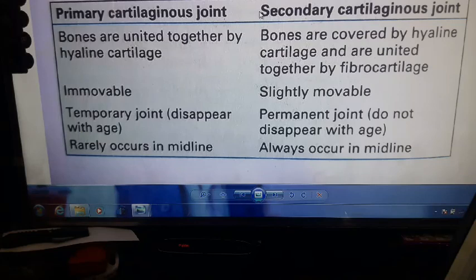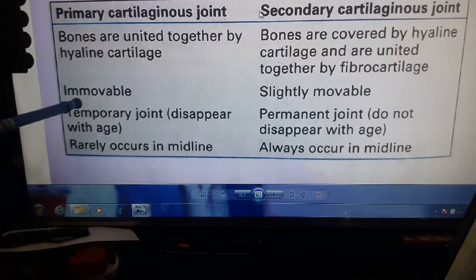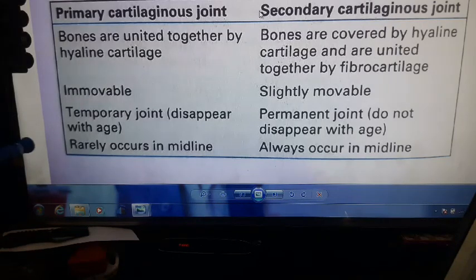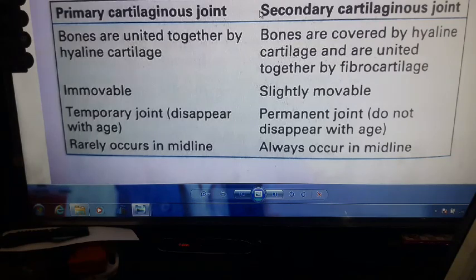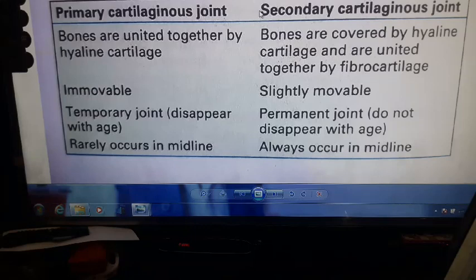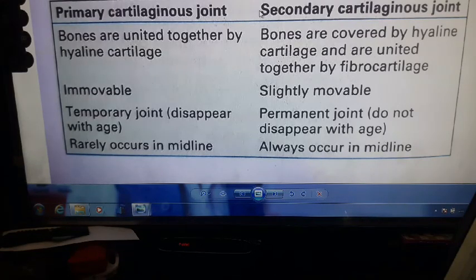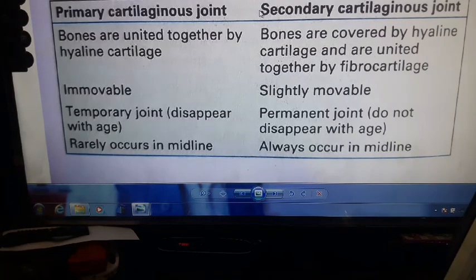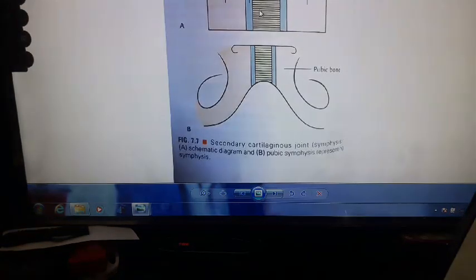So we already saw that. It is immovable, they can't move. It is a temporary joint, so after age it disappears. This cartilage disappears. Rarely it occurs in the midline. Then come to the secondary cartilaginous type.